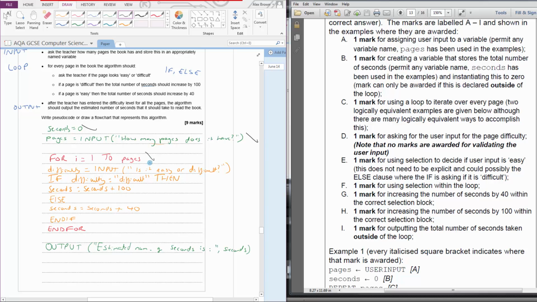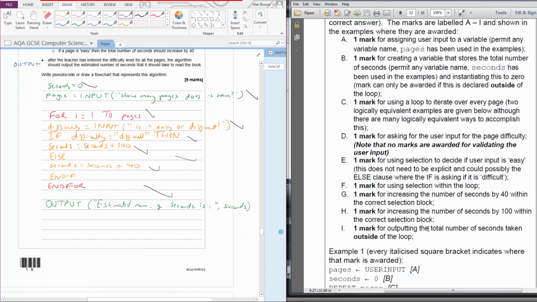A mark for asking for user input for the page difficulty, another input line here. A mark for using selection to decide if the input is easy. I've done the converse of what they've said, but I have done this selection. I've used else for when it's easy. Selection within the loop, yep, so it is in the loop. Increasing by 40, increasing by 100, and outputting it. So this is our 9 marks, so that's good. It's always a relief when you get full marks, especially when you're making a video on it.